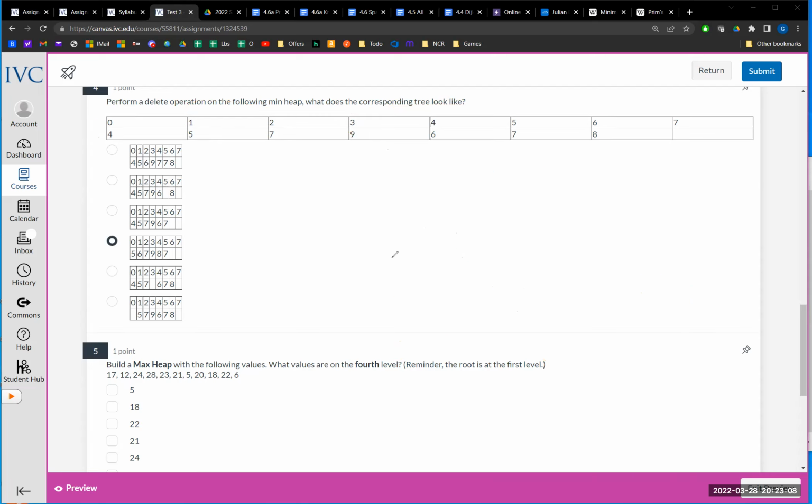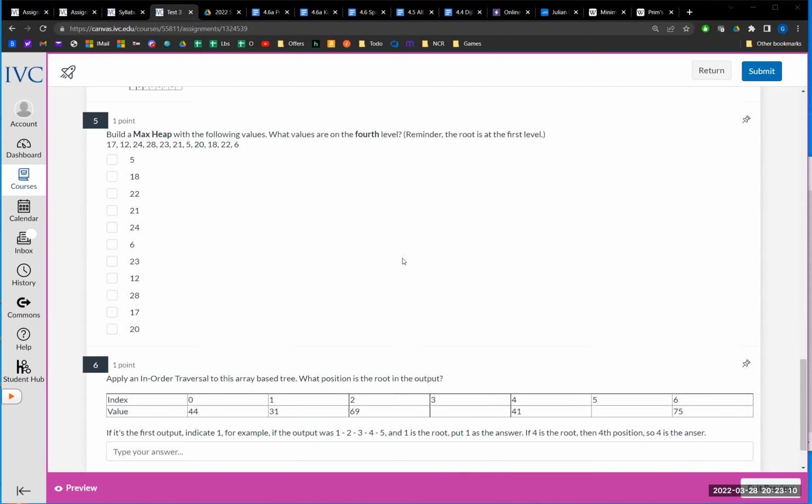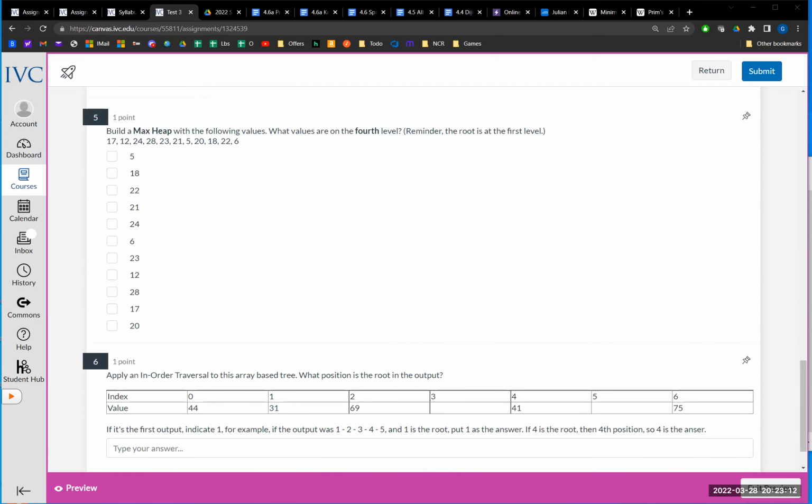All right, circling down to number 5. Build a max heap. Okay, 17, 17, 12. 24 is going to come along and push that aside. 28 is going to come along. 17 stays where it was. Pushing down, pushing down.